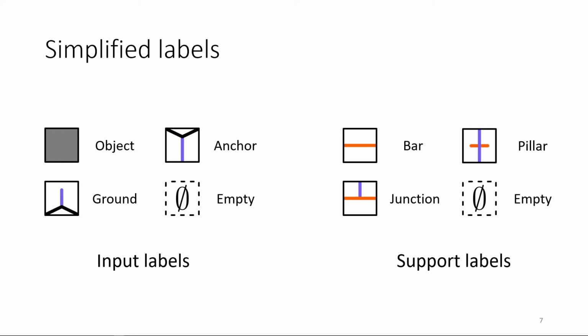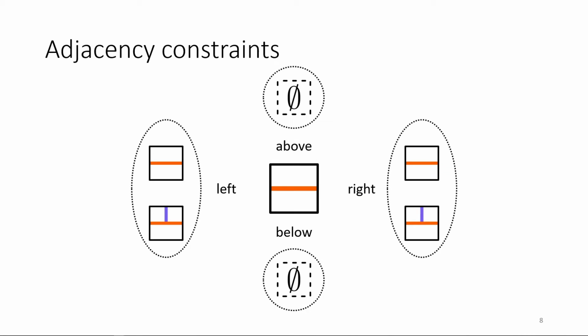Having a set of labels, we now need to know how they can be placed with respect to each other. This information is provided by a set of adjacency constraints. Given any label, here the bar label, we store the labels it can be adjacent to in every direction. A bar label can be adjacent to another bar or to a junction to the left and right, but it can only be adjacent to an empty label from above and below. These constraints can be defined similarly for the other labels.